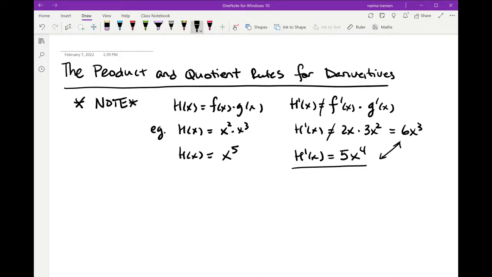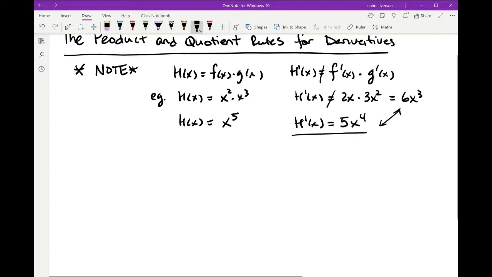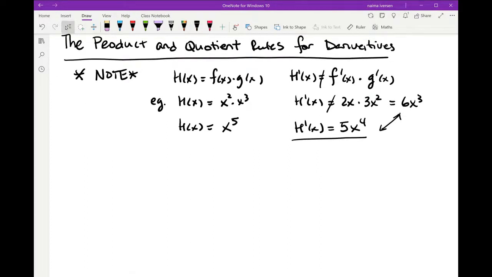So in that way, we can't actually just take the derivative by taking the derivative of each one of these things. So what we have to do is figure out what to do if h of x is equal to f of x times g of x.